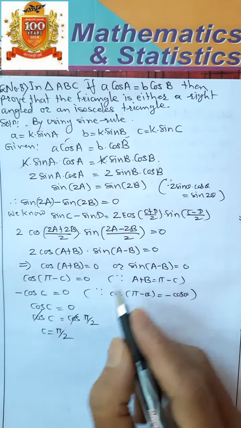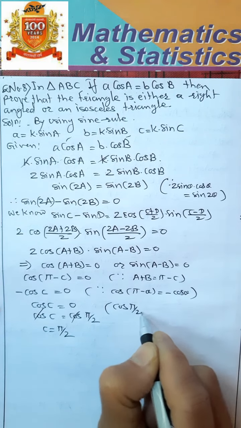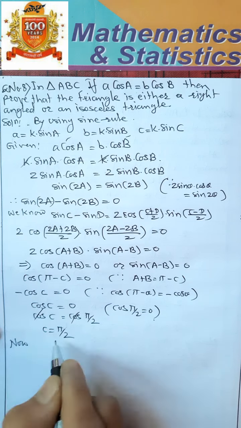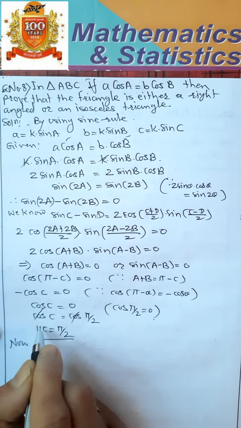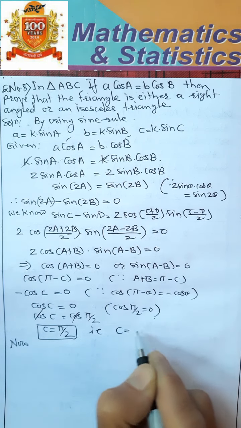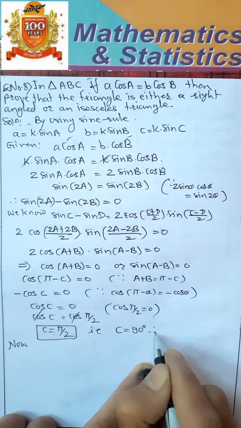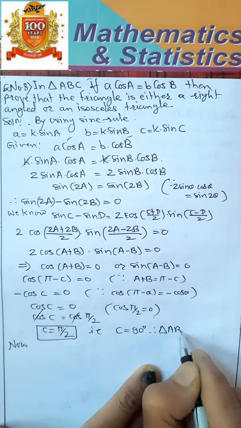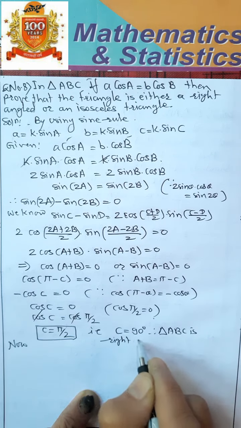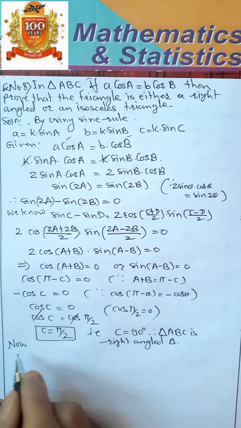Since cos pi by 2 is equal to 0, we know. Therefore, angle C is equal to pi by 2. That is, C is equal to 90 degrees. Therefore, triangle ABC is a right angled triangle.